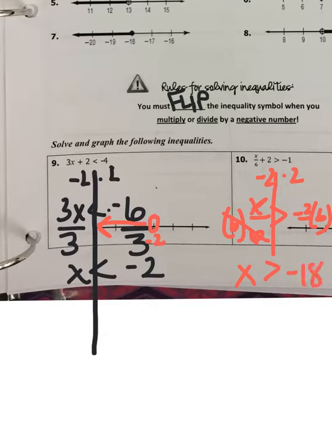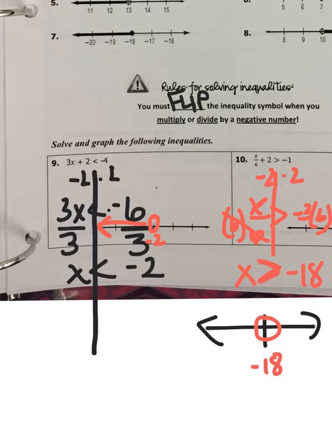I kind of covered up my number line, but on your number line, right in the middle somewhere, you're going to put an open circle and call that value negative 18. Then you're going to go back to your inequality and realize that x is on the larger side of that inequality, so we need to shade x values that are larger than, but not equal to, negative 18.